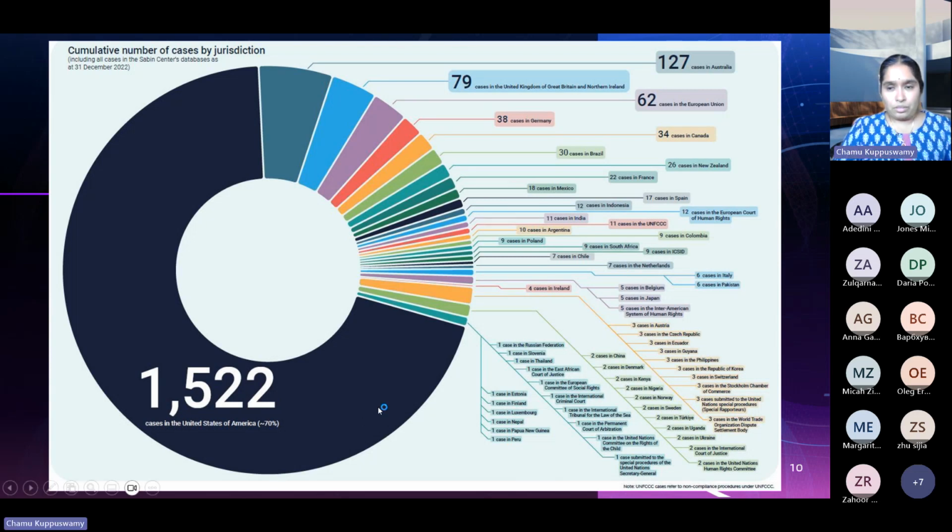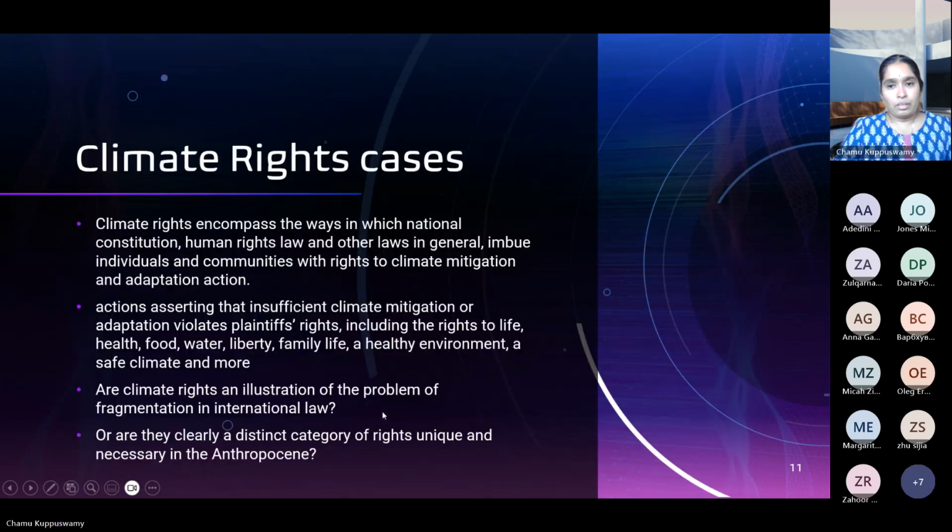Excellent. All right. So you can think more about it once you've got hold of the slides later. Right. So some of these cases, there's one set of cases known as the climate rights cases. Now, climate rights easily rolls off the tongue, but it's not a real category as yet. It's very much built on the back of human rights. But let's see what this new concept of climate rights is that's taking shape.